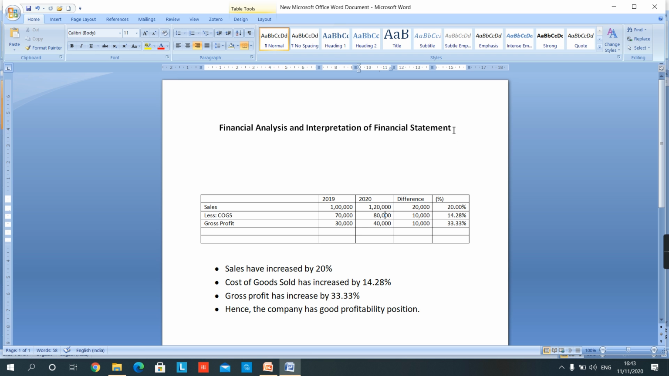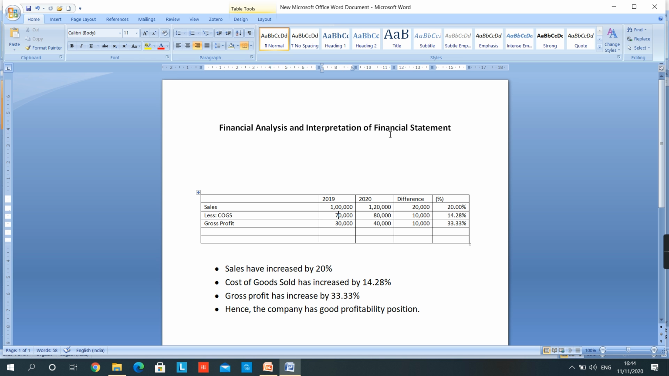You know that financial statements are the statements which are prepared by the business concern at the end of the financial year. And there are two types of financial statements. One is the profit and loss account, another one is the balance sheet. So we need to understand what is analysis and what is interpretation.